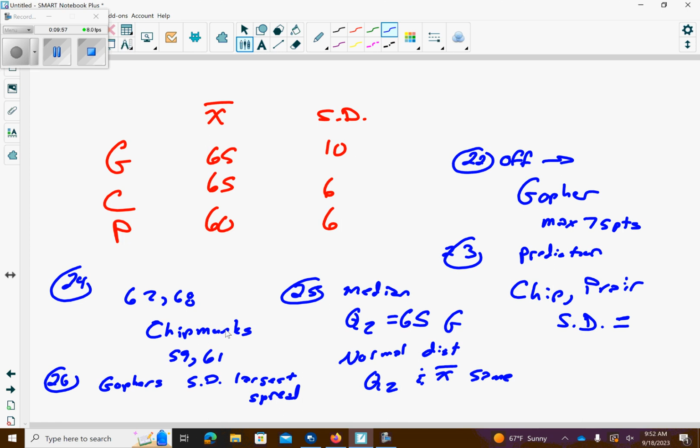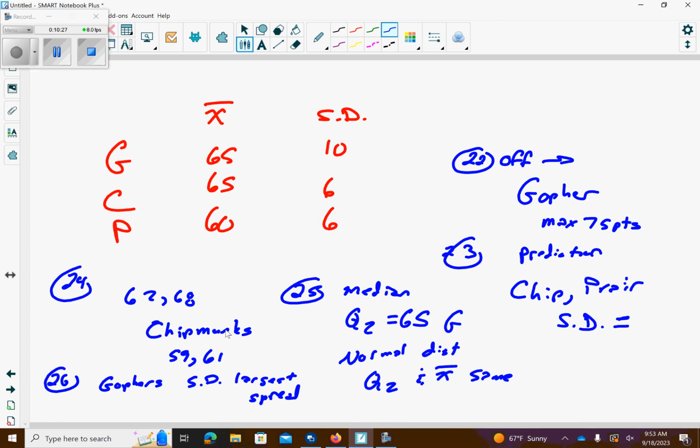The chipmunks scored between 59 and 62 points, so that would work. Yeah, so the chipmunks would fall in between those two. And then 25, if the median of the gophers is also 65, what can you say? Well, you would say the chipmunks have a normal distribution. There's no skewness to it.